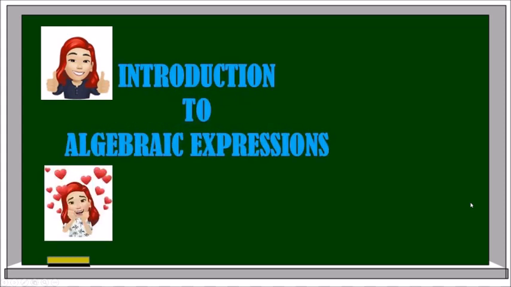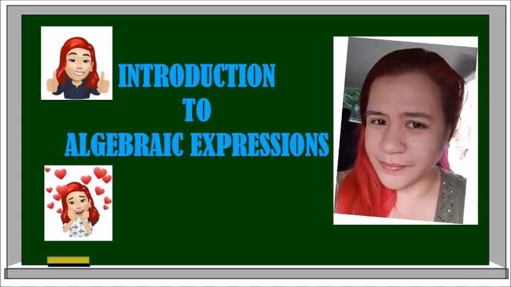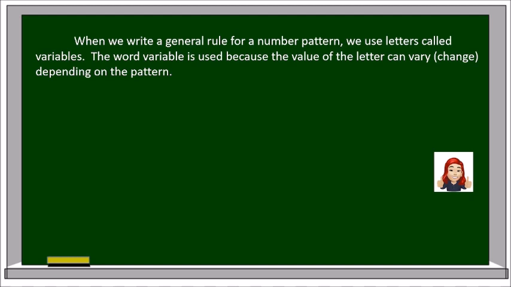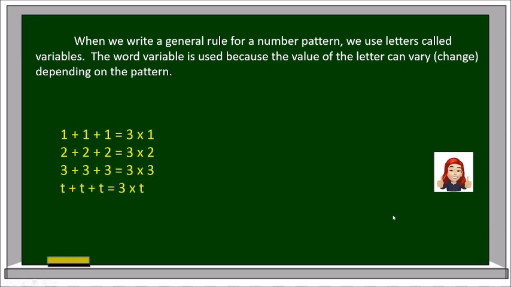Made easy. Our topic for today is Introduction to Algebraic Expressions. Okay, let's start. When we write a general rule for a number pattern, we use letters called variables. The word variable is used because the value of the letter can vary or change depending on the pattern.